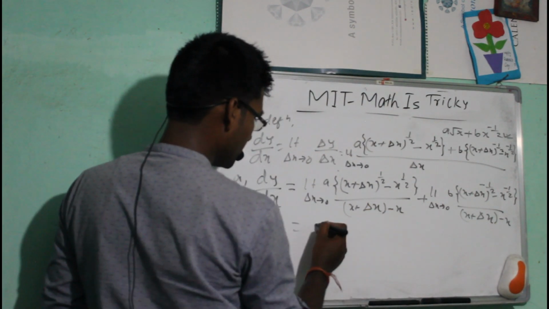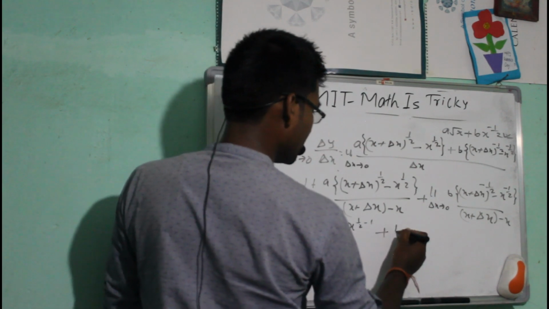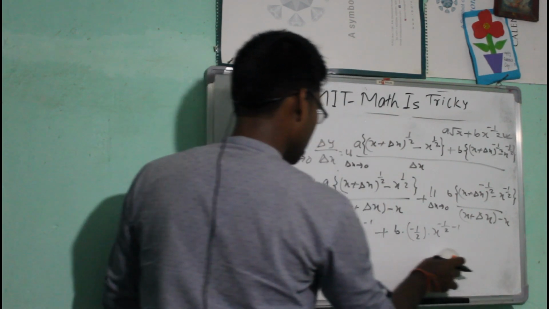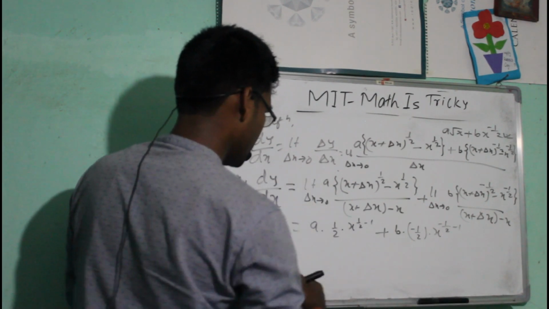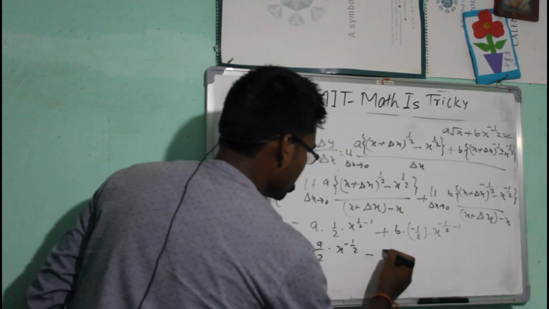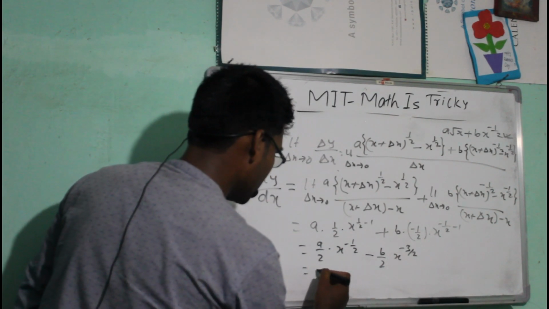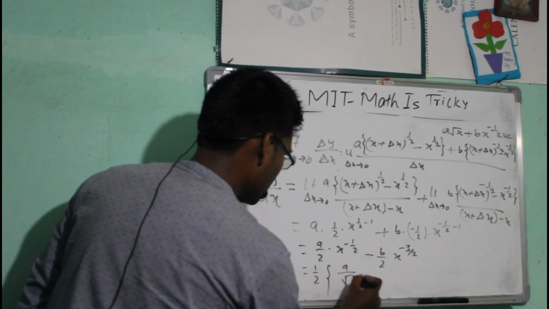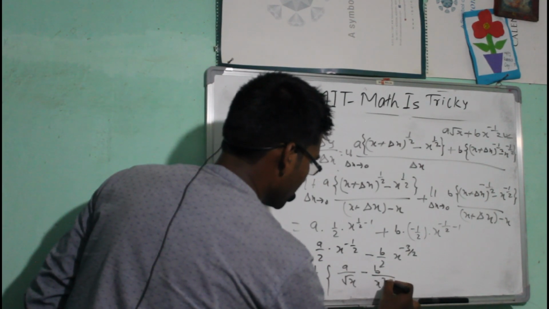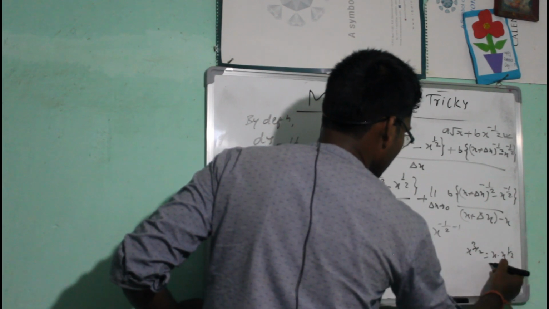Now use the formula of limit, so that we get a times 1/2 times x^(1/2 minus 1) plus b times minus 1/2 times x^(-1/2 minus 1). Simplifying, it is a/2 times x^(-1/2) minus b/2 times x^(-3/2). Taking 1/2 outside, we get a/√x minus b/x^(3/2), and x^(3/2) means x into x^(1/2), that is x√x.